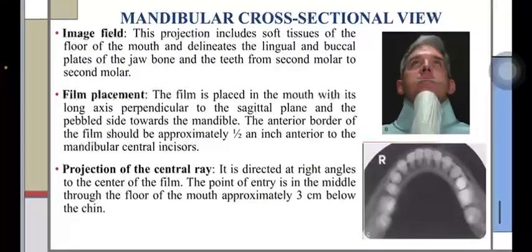Mandibular cross-sectional view. In this, we can see the floor of the mouth and the lingual and the buccal plates of the jawbone and the teeth from the second molar of the right side to the second molar of the left side. It is directed at right angles to the center of the film. The point of entry is the midline through the floor of the mouth, approximately 3 cm below the chin.